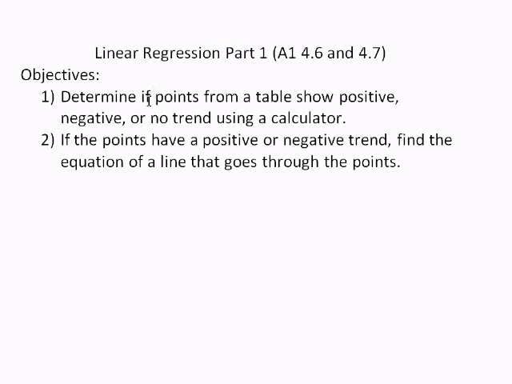The objective is that we're going to determine if points from a table show a positive, a negative, or no trend using a calculator. Second thing we're going to do is, if the points have a positive or negative trend, we're going to find the equation of a line that goes through the points, again, using a calculator.